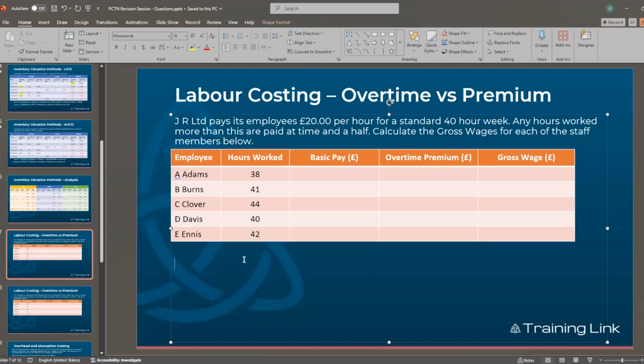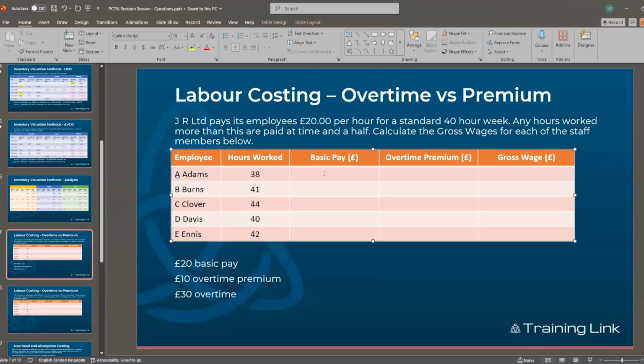So if we're looking at this one, we've got time and a half, and £20 is the basic pay. Half of that is £10. So that is the overtime premium. If it said overtime only, then it would be £30, because you'd add these together. Because we're asked for the overtime premium only, we're only including the £10 based on these extra hours.